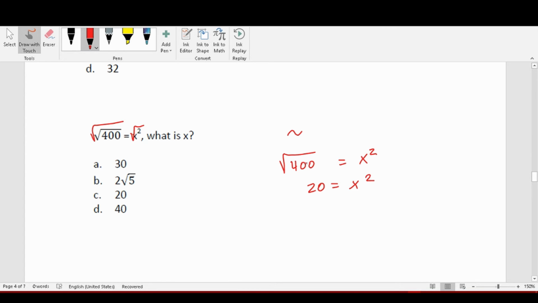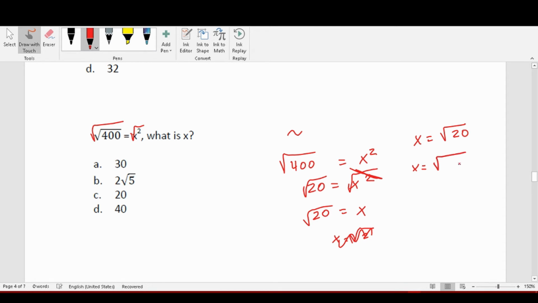And now that I have the square root of 400 as 20, now I can square both sides. This, of course, causes this square to cross out, and we're left with the square root of 20 equals x. I'm just going to flip these to make it easier to read. X equals the square root of 20. And now, as we did just a few minutes ago, we have to reduce this. Let's go ahead and work on that.